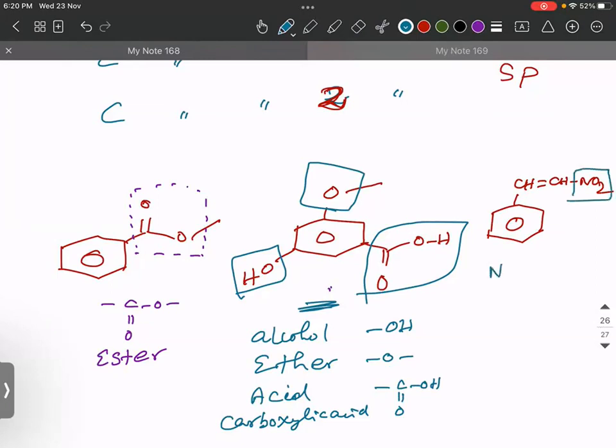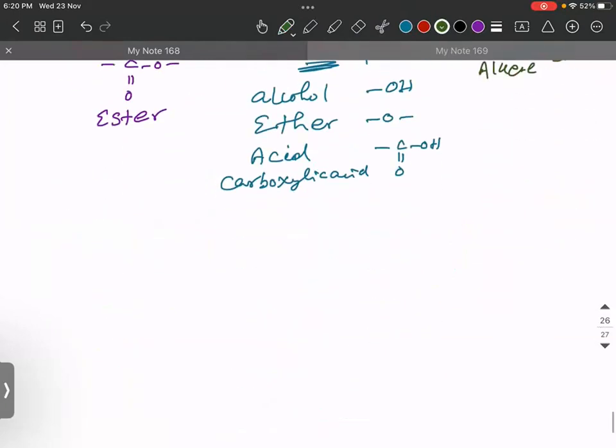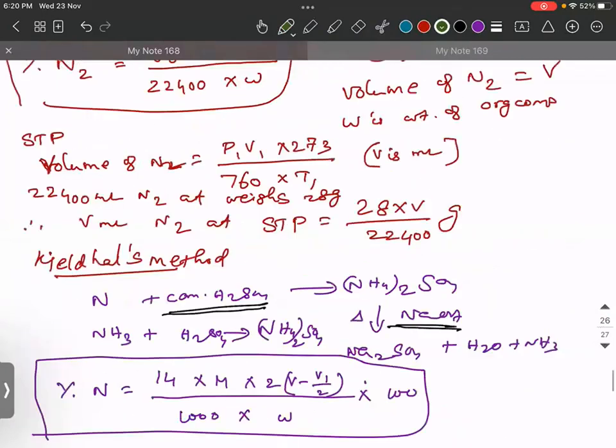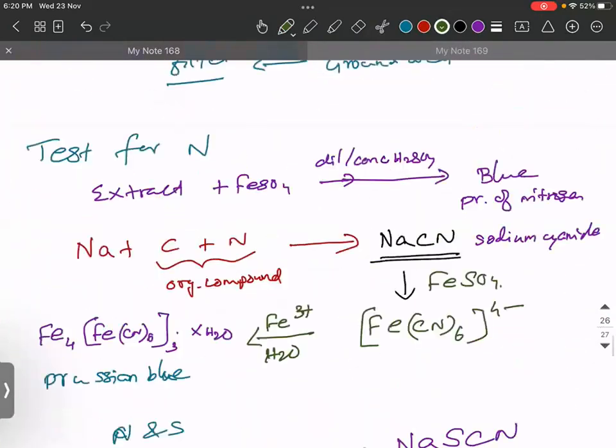NO2, nitro. Then carbon double bond, alkene. Okay, so you have to identify. First, you should know the functional group. So remember, you classify the compound like this, then it becomes easy.